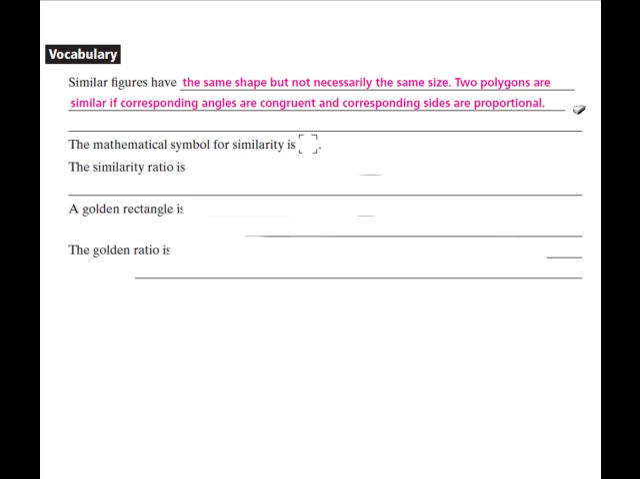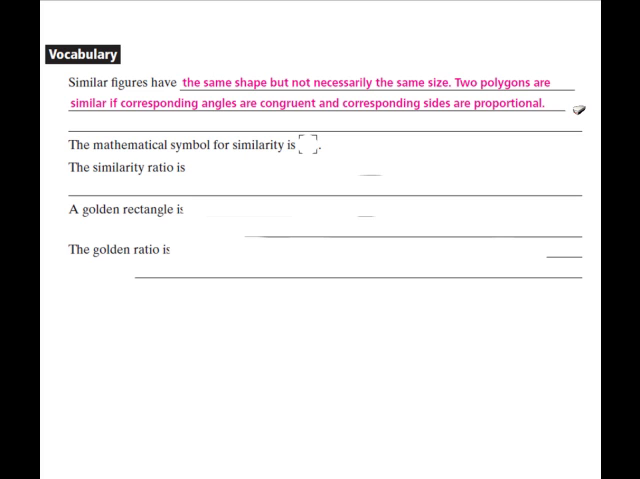So it says two polygons are similar if corresponding angles are congruent and corresponding sides are proportional, meaning if we take one side from the first figure and one side from the second figure and we look at their ratio, let's say the ratio is 2, then that means that every side in the second figure has to be twice as large as each side in the first figure. So we'll see this as we get to the examples, but a very important part of similarity is this idea of proportional sides.